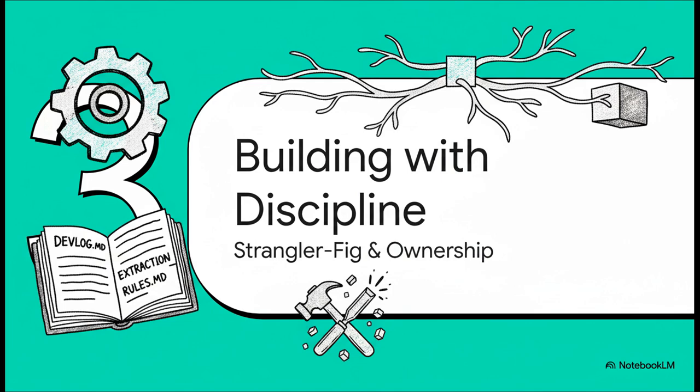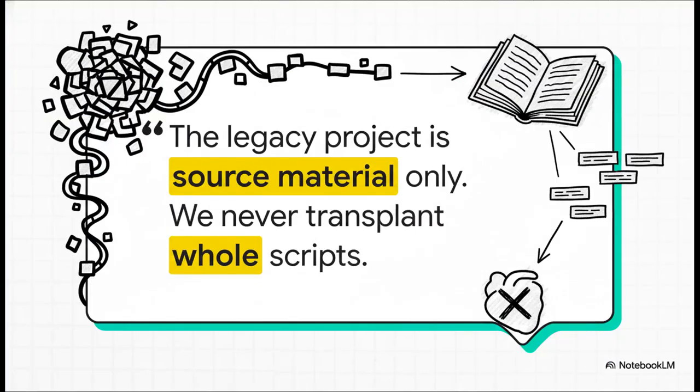When you dig into their dev docs, especially files like devlog.md and extractionrules.md, you find this incredible story of discipline. This system wasn't just built, it feels like it was meticulously crafted. So it turns out the developers were moving away from an older system. But instead of a chaotic, all-at-once rewrite, they used a really smart approach called the Strangler Fig pattern.